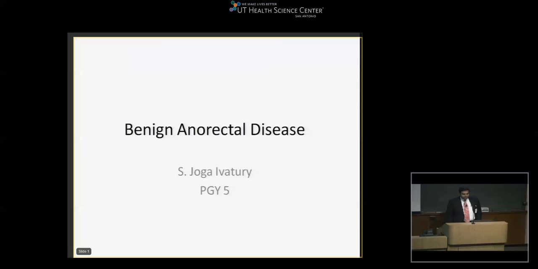In terms of the right picture, you have an intersphincteric abscess. In this case, you drain these abscesses through the rectum and not through the ischioanal fossa, or you would create a suprasphincteric fistula, which we'll talk about as well.